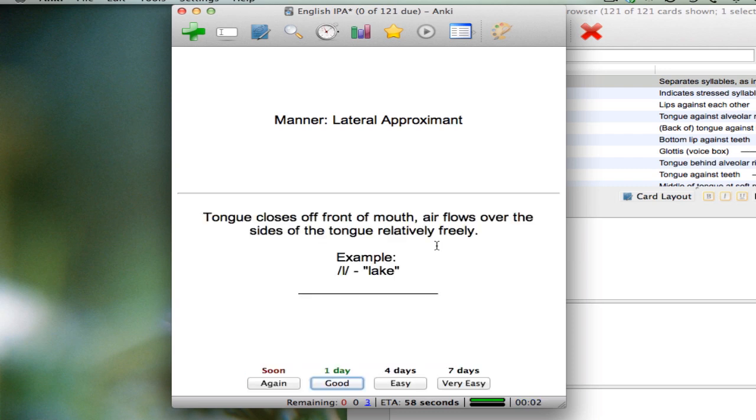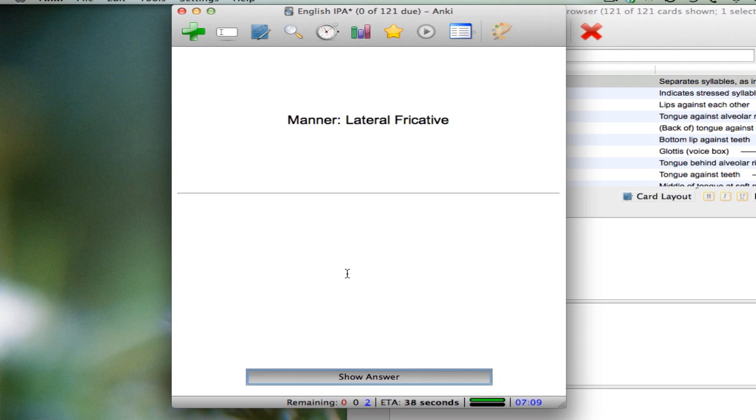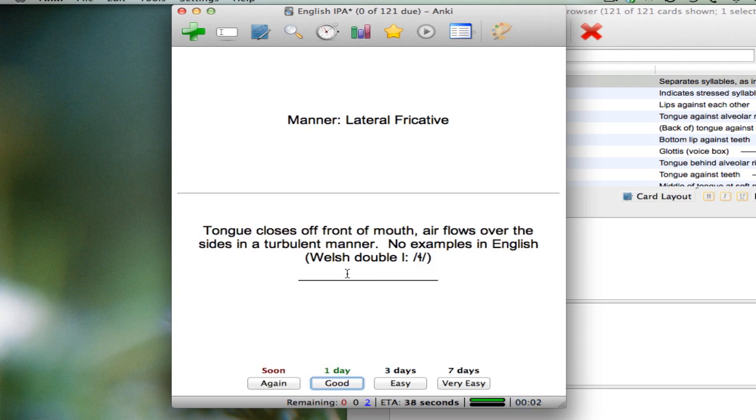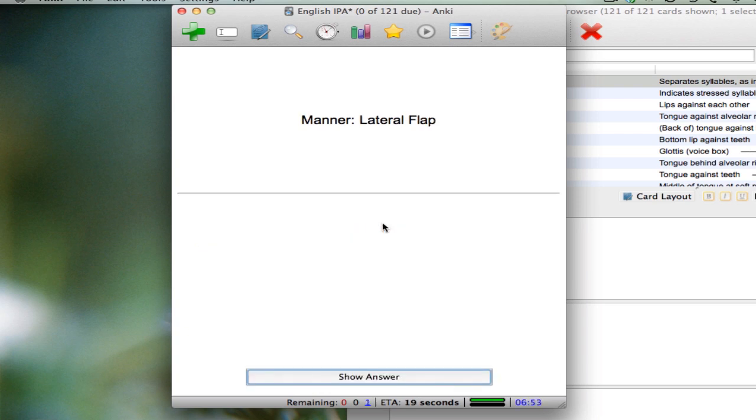Lateral approximants are the L-type things, as in lake. Just be aware that lateral approximants don't always have the velar component like in American English, so it isn't always lake, but sometimes allo, things like this. Lateral fricatives are rare, very rare, but they're cool. This is where the tongue's closed off, but you're not letting air flow over your tongue easily, and so it has to rub up against your teeth, and it makes this sort of sound.